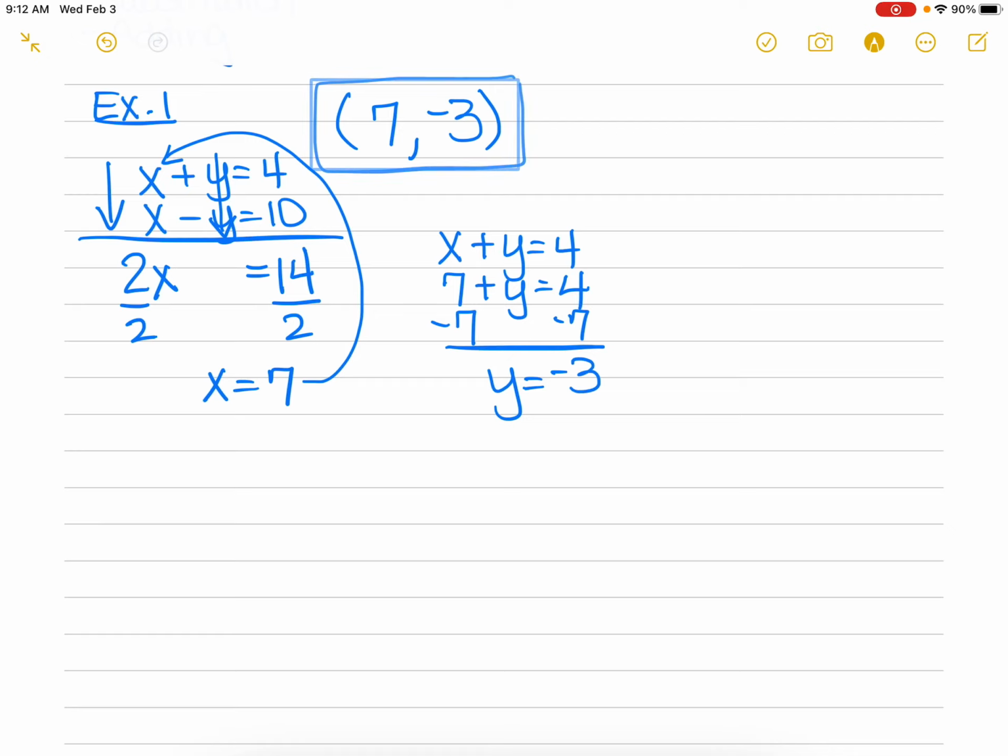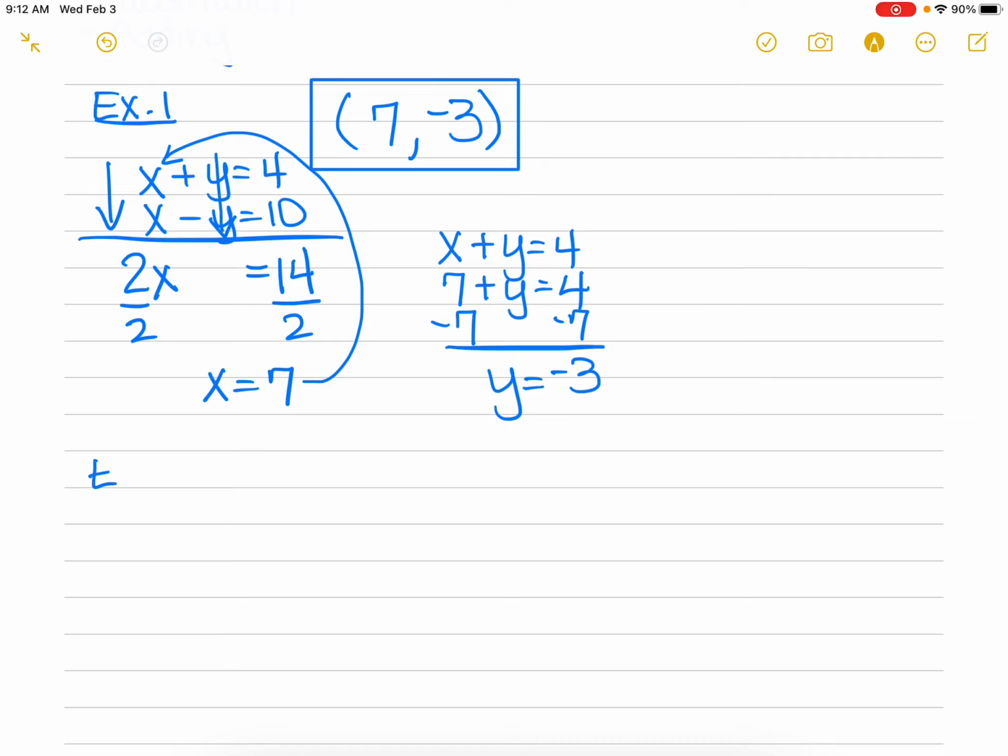So this one seems pretty easy, right? This way to do it. But it only works this easy with some equations. So let's go on to one other one that I'm going to show you, and then I'm going to have you do one on your own.